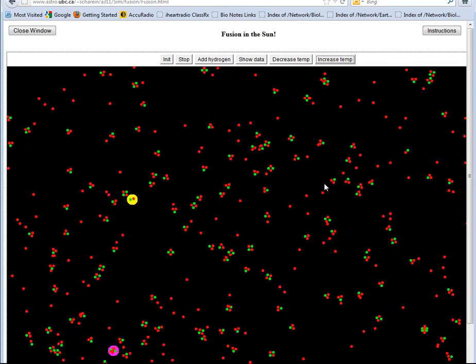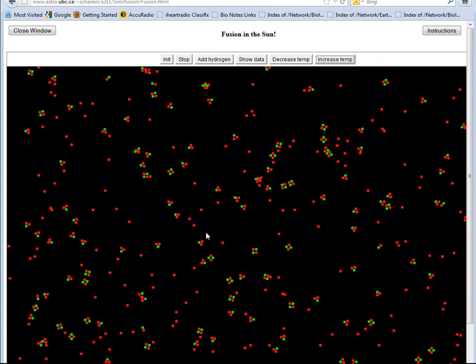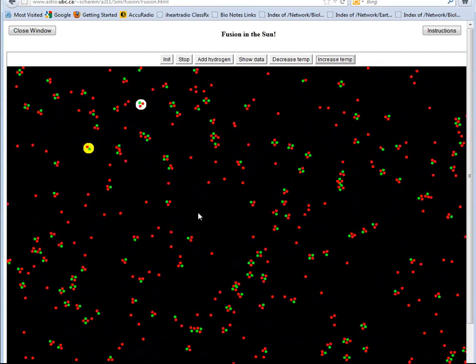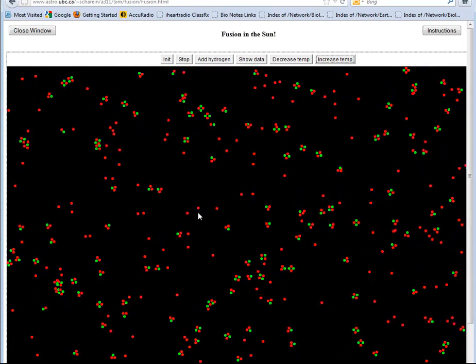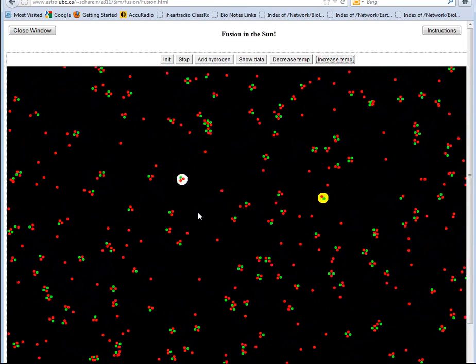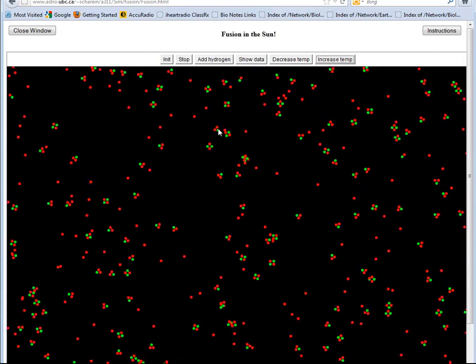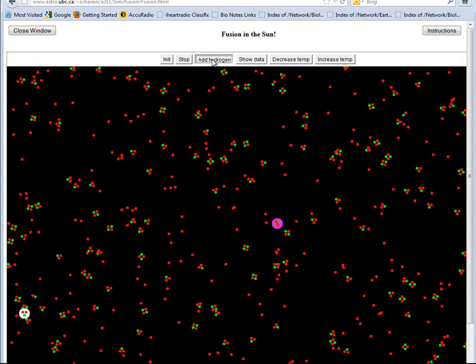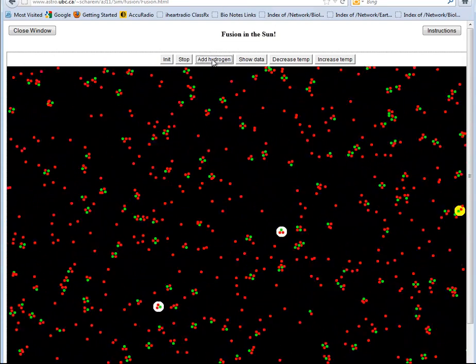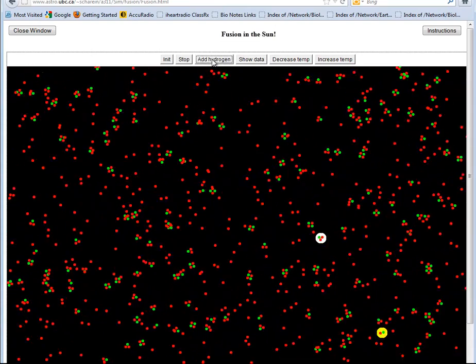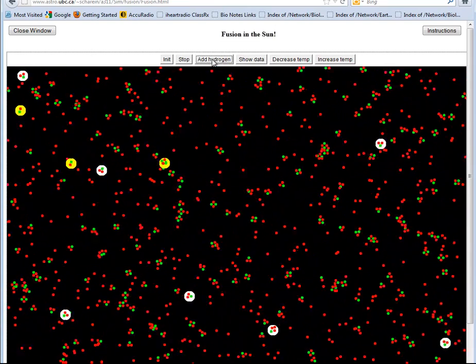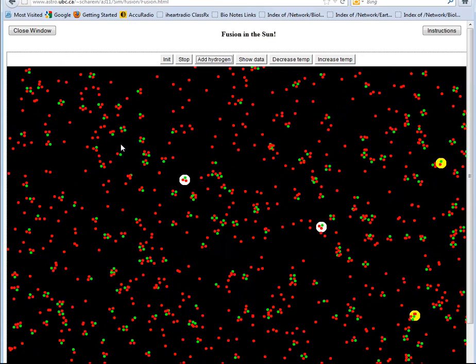So we've got these things actually popping in and out, less and less of the actual fusion reaction because our fuel is dissipating. What we'd like the sun to be able to do is to add more and more hydrogen, which you can do on this simulation. Unfortunately, the sun can't go to a service station and say, more hydrogen, please.